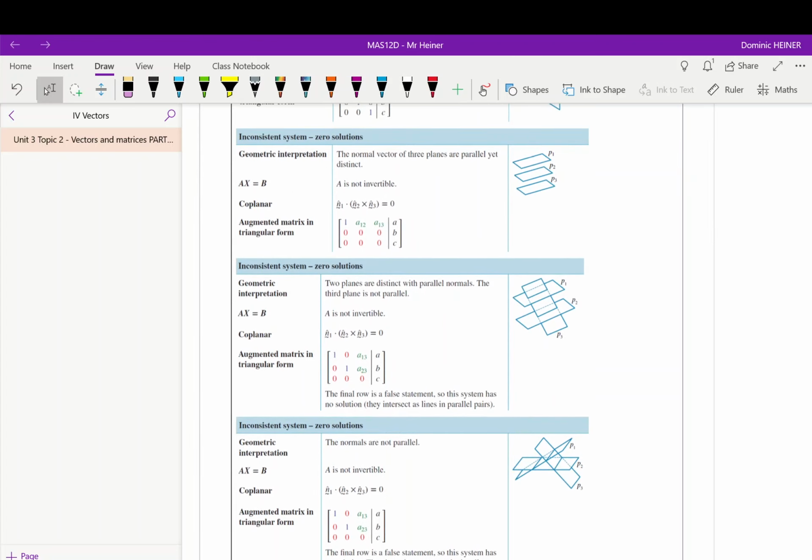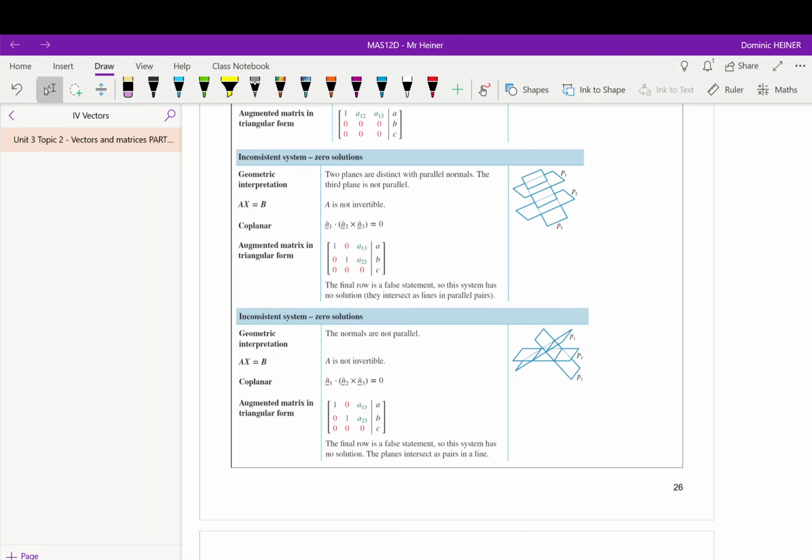Okay, the other case where we have 0 solutions is where two planes are distinct with parallel normals and the third plane is not parallel. So in that case, A is not invertible, and the scalar triple product is equal to 0. We can see the augmented matrix in triangular form. We do have a leading diagonal for the first two entries, but not for c. So the final row is a false statement. How can that be the case when the other two are there? So this system has no solution.